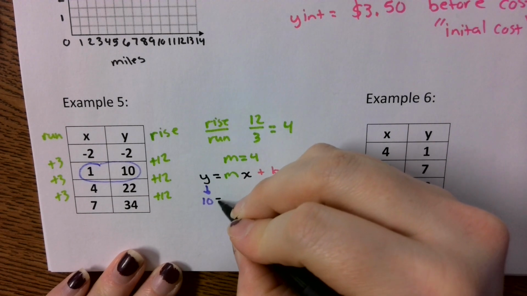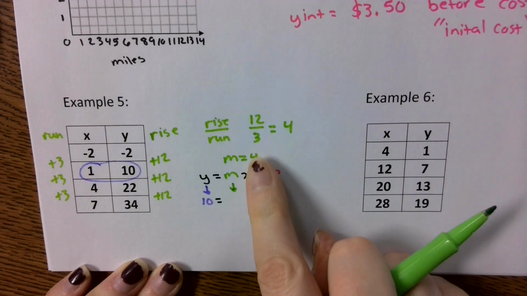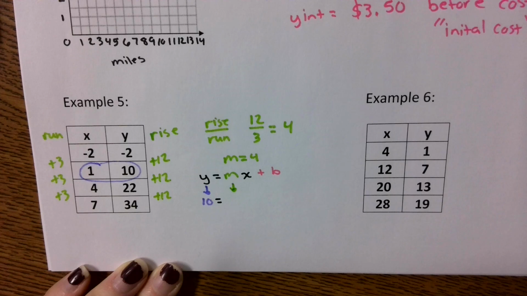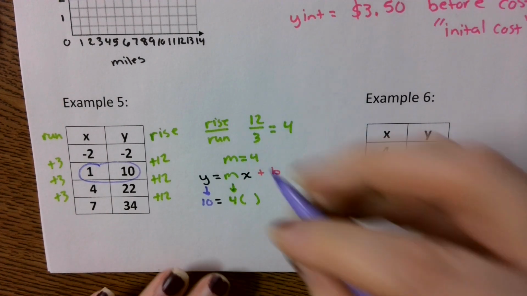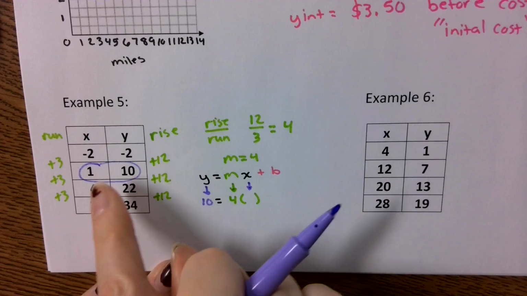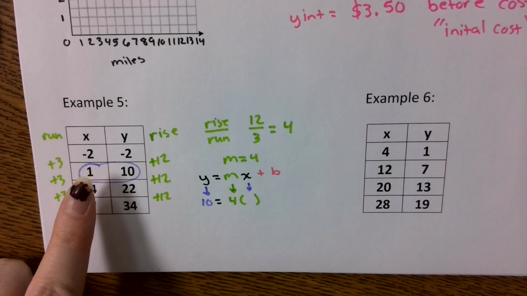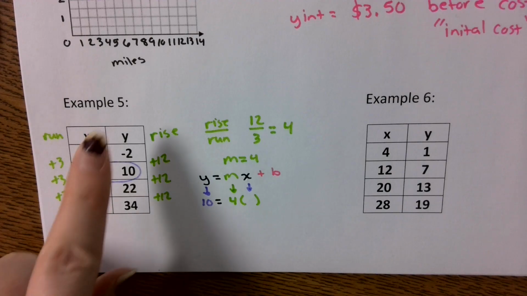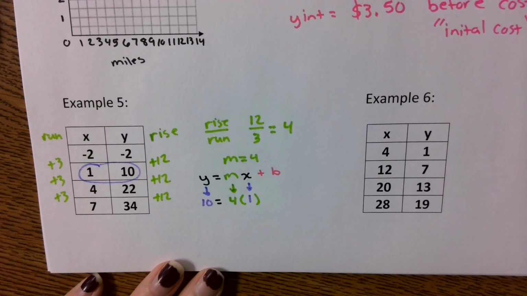My m can be replaced now. What can we replace m with? 4, because we solved for m already. The x can be replaced with what value? The 1, because this is the point that I chose. Because I chose the 1, 10, I have to use the 1. I can't use any other value if I'm using this 10. Okay, and then we have plus b.